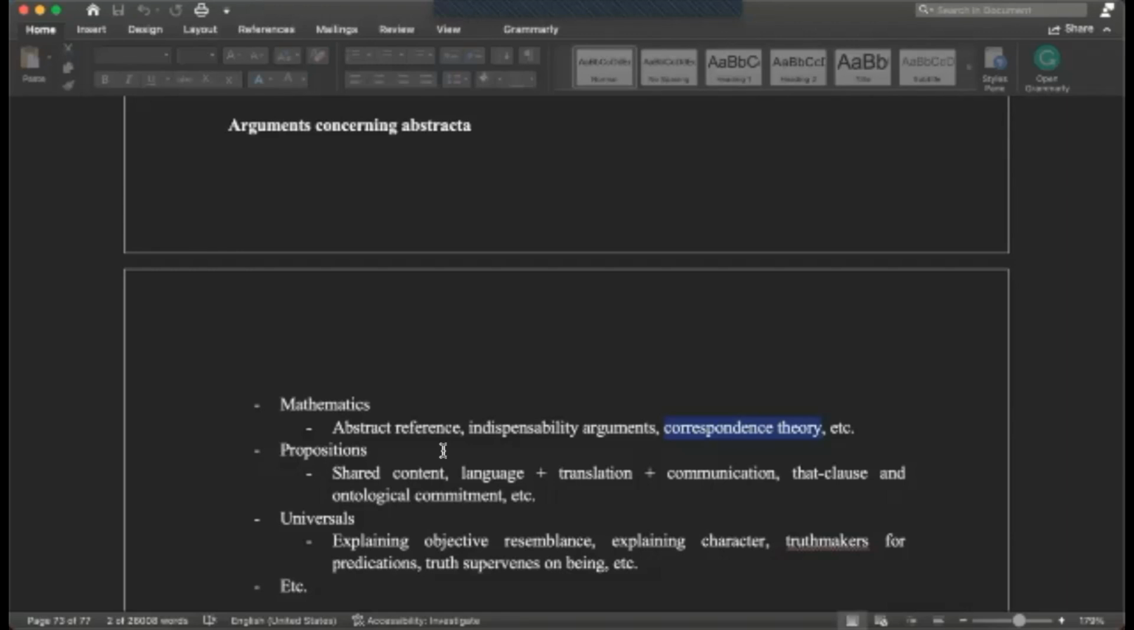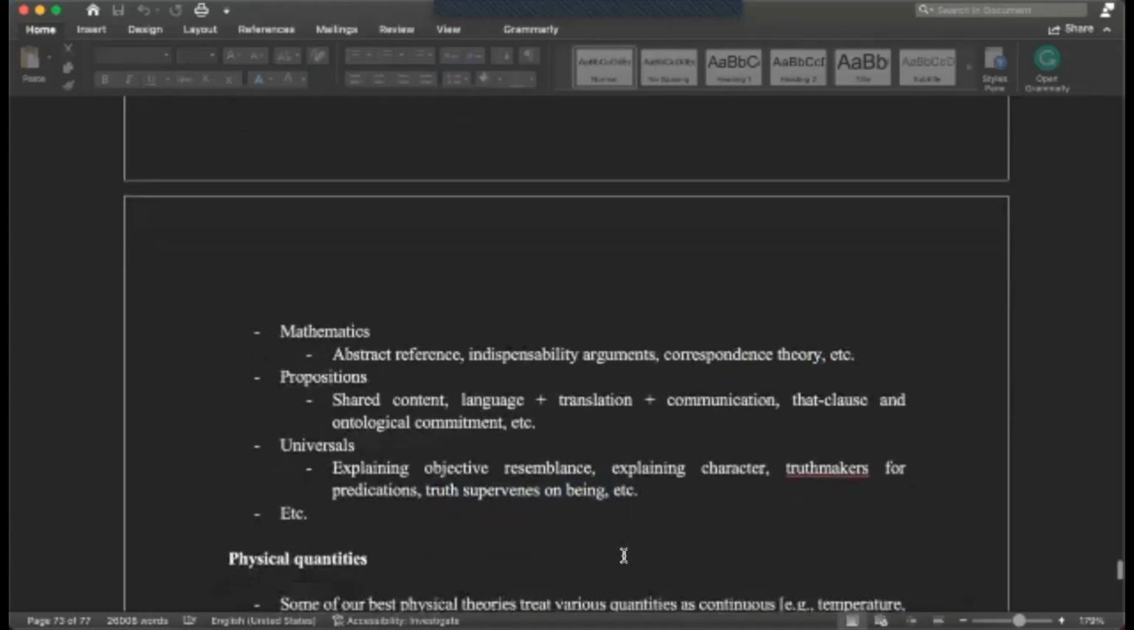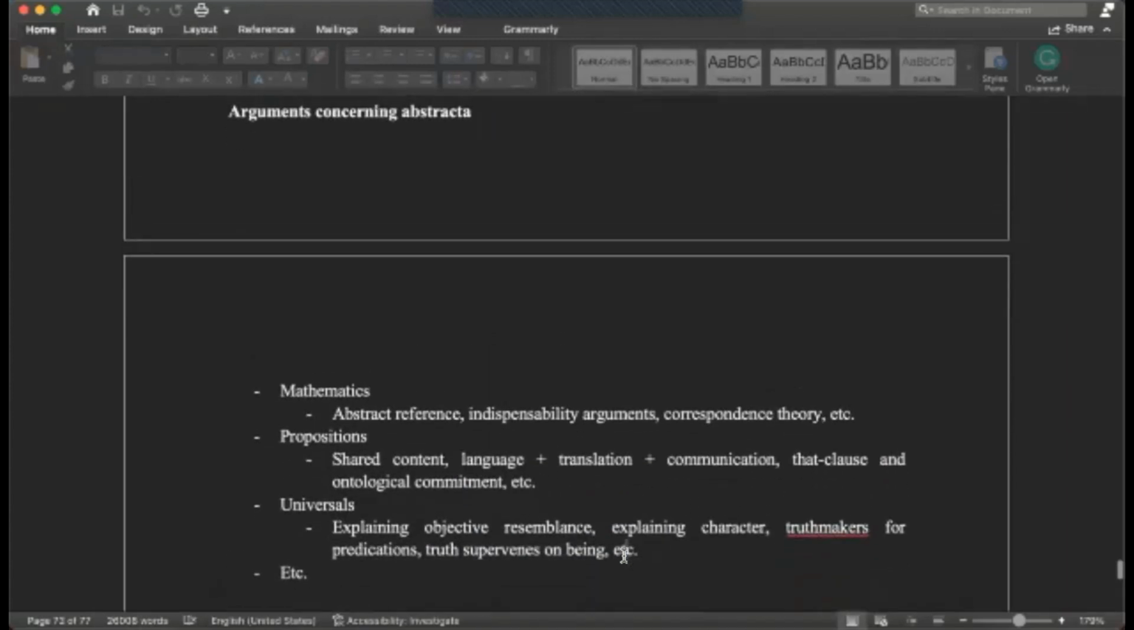With respect to universals, people appeal to universals to explain objective resemblances among things, like multiple different things are blue, and so people argue that you need the universal blueness in order to be able to explain how they objectively resemble one another. In turn, it explains the character of ordinary objects. It gives us truthmakers for various predications concerning them. You have arguments from truth supervenes on being and so on. So there are boatloads of arguments concerning abstracta that would justify us in thinking that actual infinites are not only possible, but actual.